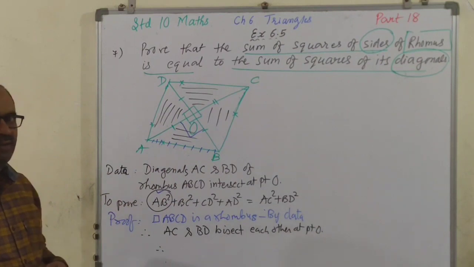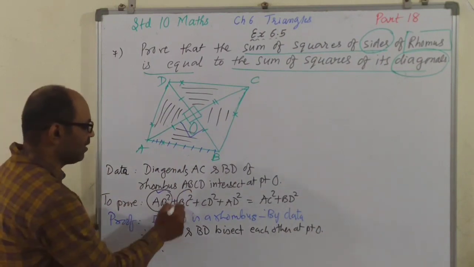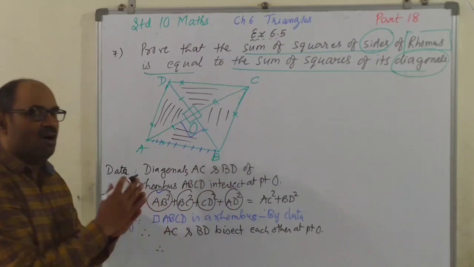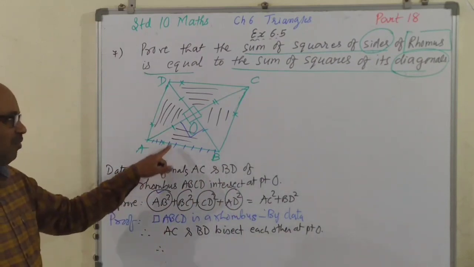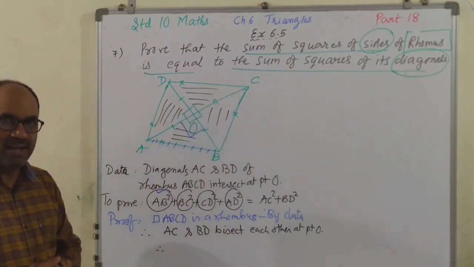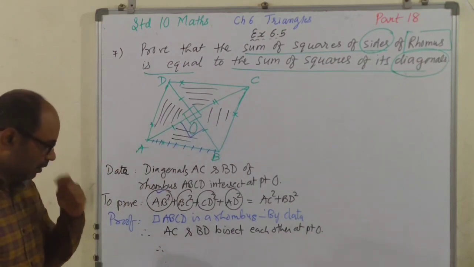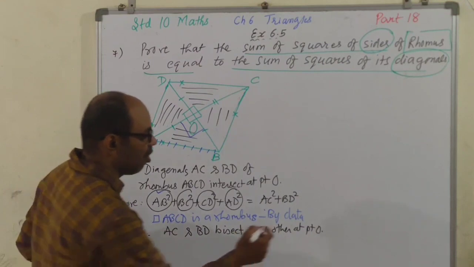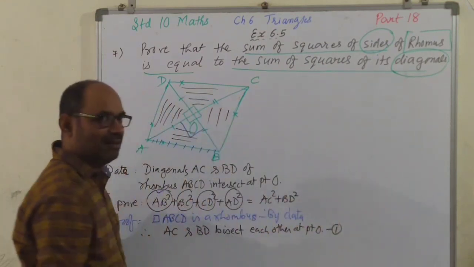Then you see you are getting this in parts. You are getting all four in four different parts. AB square you will get from right triangle AOB. BC square you will get from right triangle BOC. Alright? Okay. I'll call this result 1.